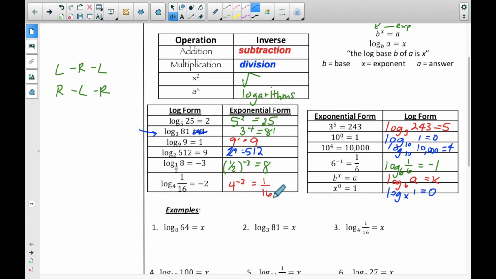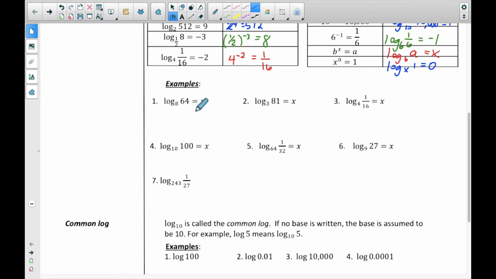So again, check answers on these, make sure you have them right, and then let's do some examples. So in this section, I have set them equal to x. A lot of times in the book or on Delta maybe, they won't have equals x. They'll just say, what is log base 8 of 64? And so what you're asking yourself is 8 to what power is 64? That's what you're asking yourself when you see that question.